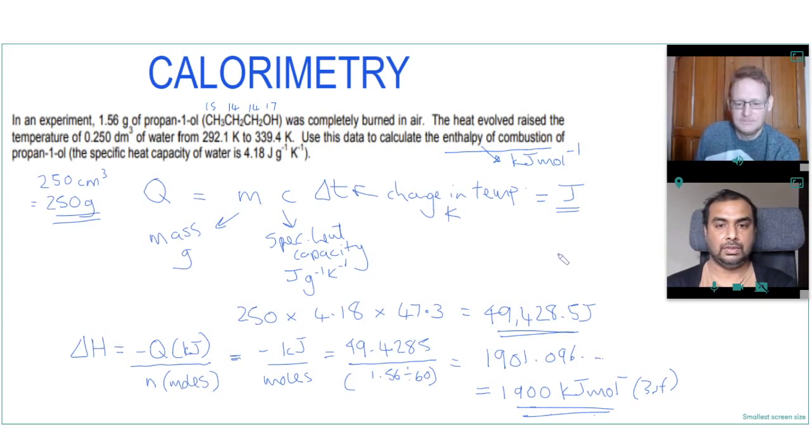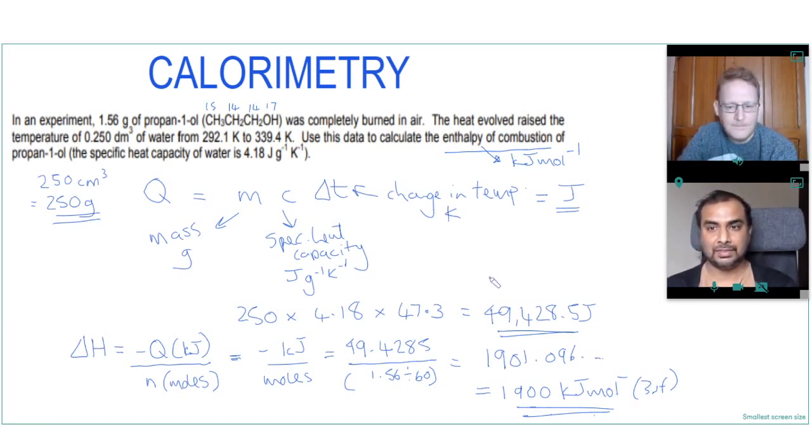So you've got the mass of the water, that's correct. Specific heat capacity of the water. Change in temperature gives you the energy. Convert that to kilojoules, divide by the number of moles. Anything I can think of is an assumption that there's no heat loss. Not an assumption, it's a sign. It's delta H is minus Q over n.